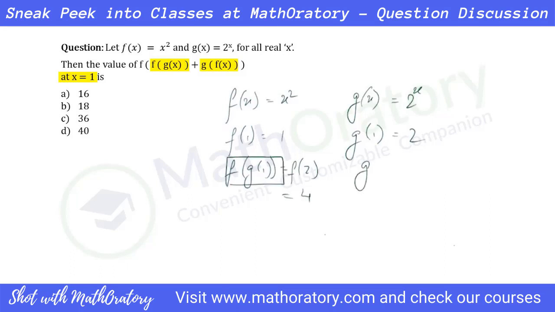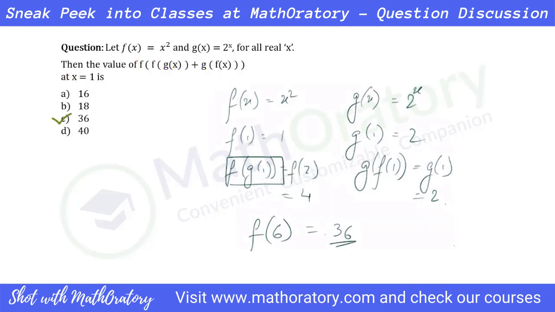Now similarly, g of f of 1 is g of 1, right? Because f of 1 is 1. So g of f of 1 will be g of 1 and substitute 1 here, I mean, in place of x, of course. So that is giving us 2. So now I know the main bracket here. So that is f of g of 1 plus g of f of 1, which is 4 plus 2, 6. So effectively what I need to find is f of 6 because this is 6, right? And f of 6 is simply 6 squared, that is 36. So that is the answer for this question.